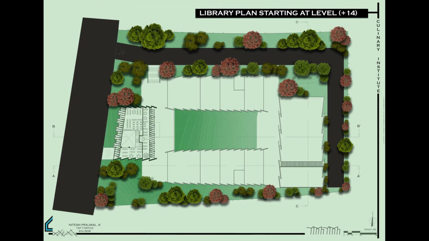Library plan starting at level +14. As I said, there is a circular staircase leading to the mezzanine flooring in the library. The same design concept of open seating is given here also. From here, we can view the full campus from the academic block to the auditorium block because of the steeps.